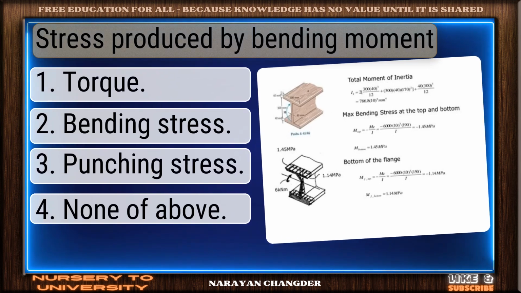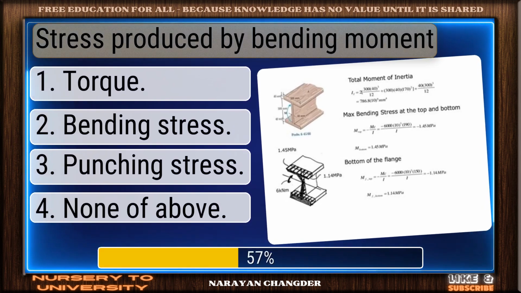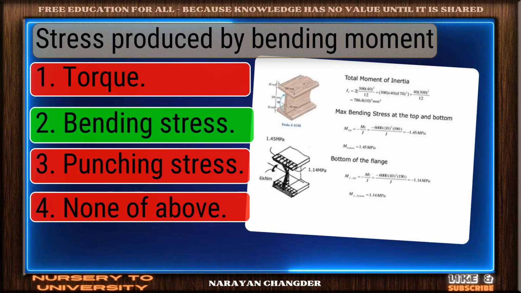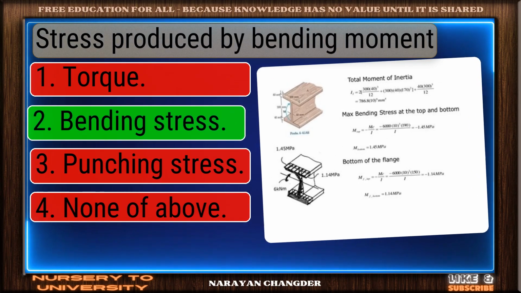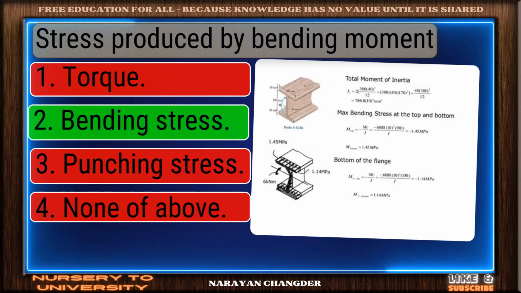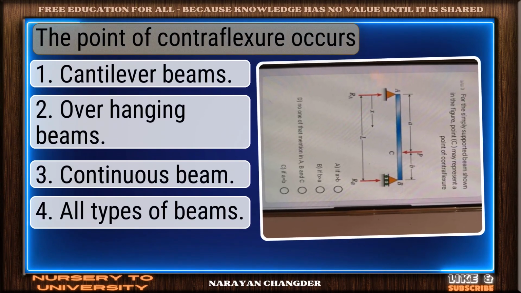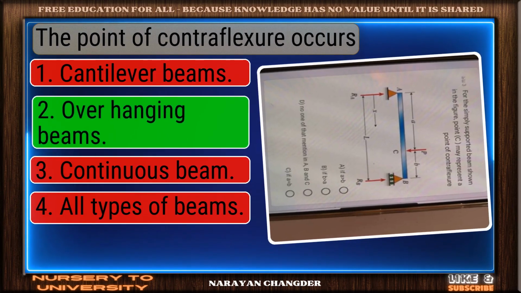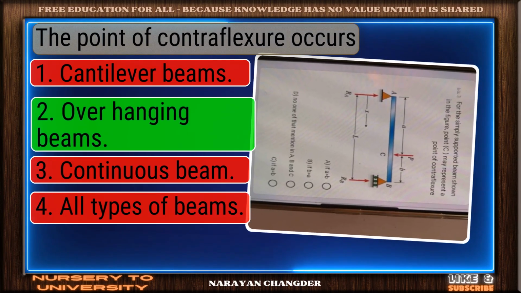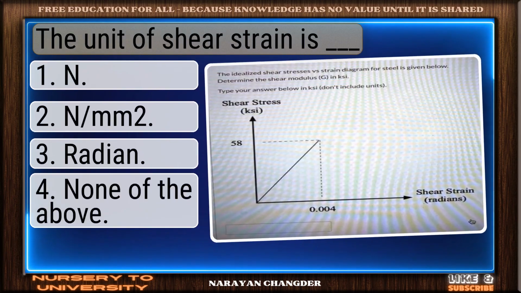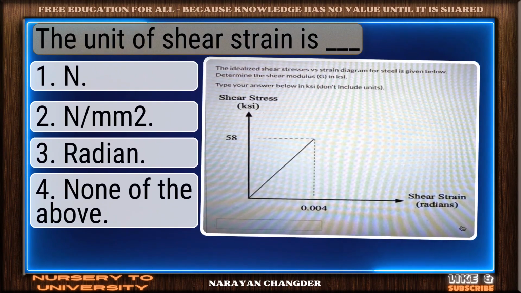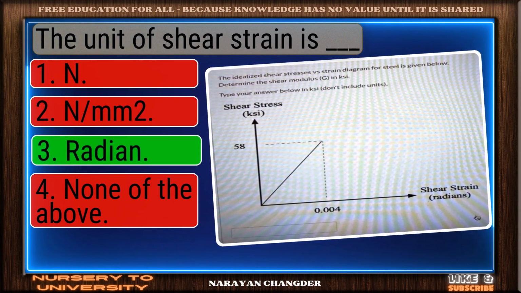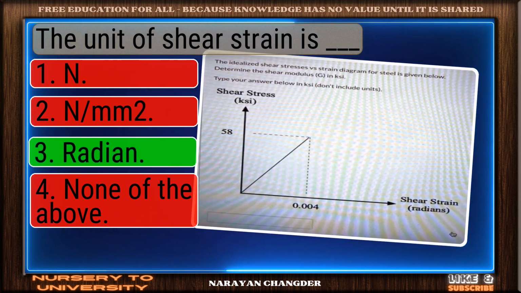Stress produced by bending moment. Clear logic. Your choice bending stress is sound and 100% true. The point of contraflexure occurs. Well done. Overhanging beams is the right choice. The unit of shear strain is dash. Well picked. Radian is the correct answer.